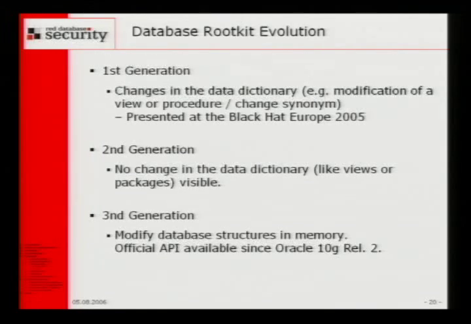And I presented the database rootkit last year at Black Hat Europe, and today I will give a short introduction from the stuff last year and the second generation. The second generation does no longer need modifications in the data dictionary. And it's also possible to write third generation rootkits because Oracle released with Oracle 10g Release 2 an API, and with this API you can directly access the memory of the database, and you can also modify the memory in the database.